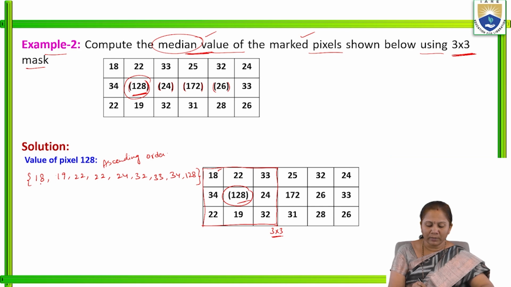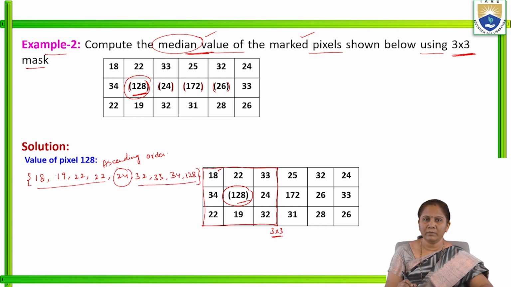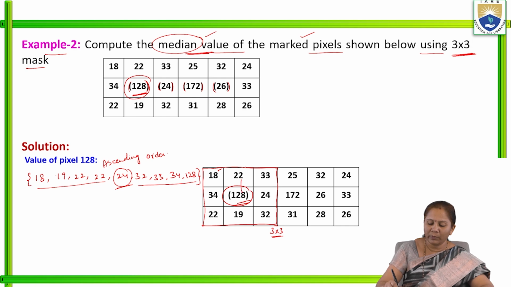Totally 9 are there, so 1, 2, 3, 4 and 1, 2, 3, 4. So this 24 is the middle value that should be selected. Now this 128 will be replaced with 24. So this 128 will be replaced with the value 24, whereas the edges that are available will all be preserved.